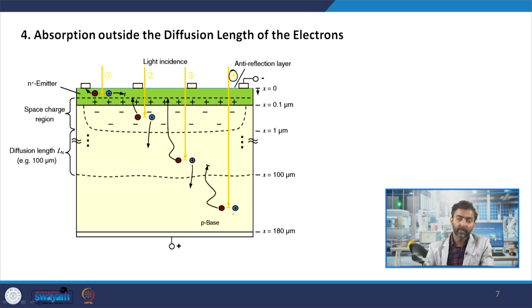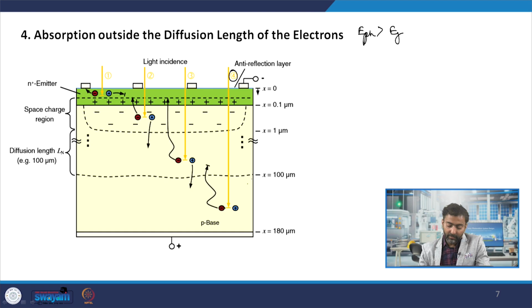So, somewhere here deep in the solar cell, this photon also creates one electron hole pair, because of our assumption that we are considering those photons which have energy more than the band gap. Now, what happens to this one? Again, this electron does not have any particular direct electric field which can attract it or pull it to contribute to the useful photocurrent.